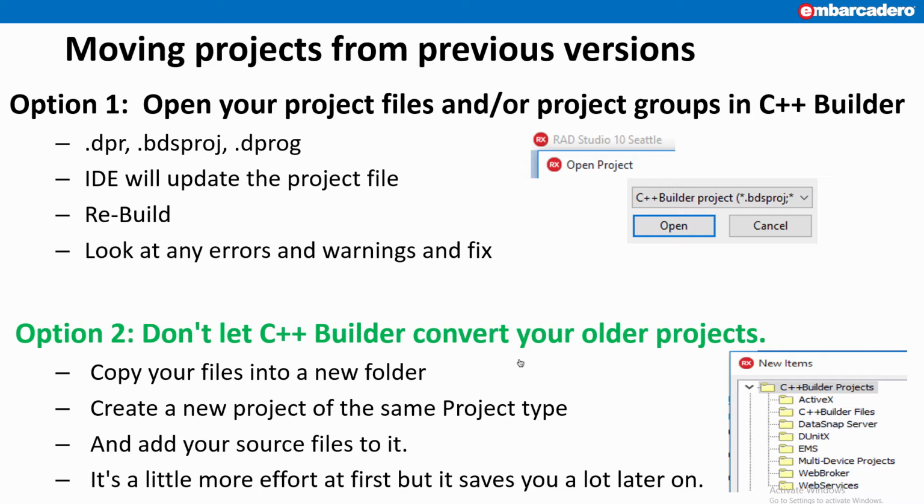Don't let C++ Builder convert your old projects. Instead, copy your source files into a new folder, and then in C++ Builder 10 Seattle, create a new project of the same project type, and then start adding your source files to the new project. It is a little more effort at first doing it this way, but it's going to save you a lot of time later on. Let's go into C++ Builder 10 Seattle and take a quick look at a typical Unicode migration item.